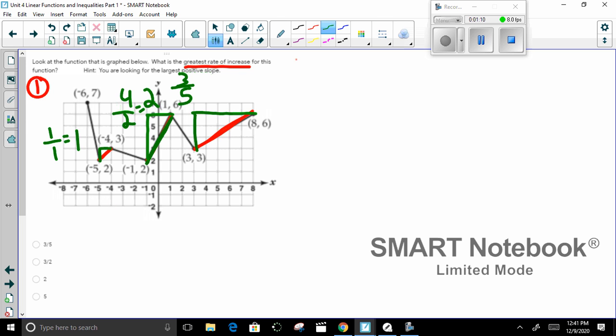This one right here, and you can kind of tell, think about these all as hills. What hill would you rather, or what hill would be the hardest for you to go up? And it would be this one right here. So the greatest rate of increase would be 2.